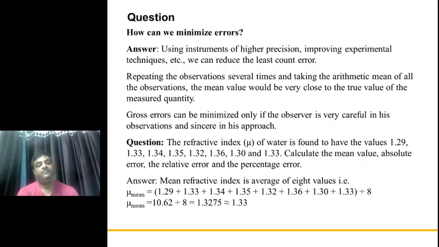Then again we have a question: the refractive index of water is found to have the values 1.29 to 1.33. 1, 2, 3, 4, 5, 6, 7, no, sorry, 8. 1, 2, 3, 4, 5, 6, 7, 8 values. So the 8 values. Calculate the mean value, absolute error, relative error and percentage error. Taking the mean value is very simple. Add all the 8 quantities and divide by 8. That is called the mean. Here we got the mean as 1.33.